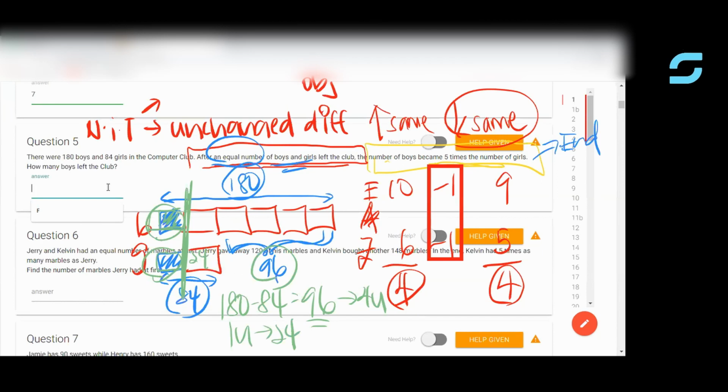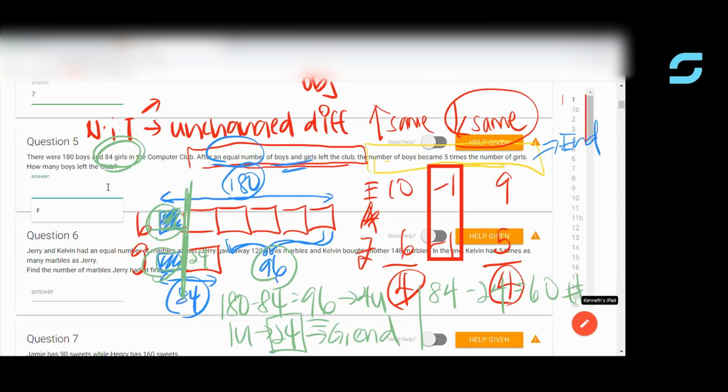So what is 24? 24 is the number of girls in the end, right? So how many girls were there at first? The number of girls at first was 84, but now in the end the number of girls is only 24. So how many girls left? So you take 84 minus 24, you get 60. And that's actually the answer.